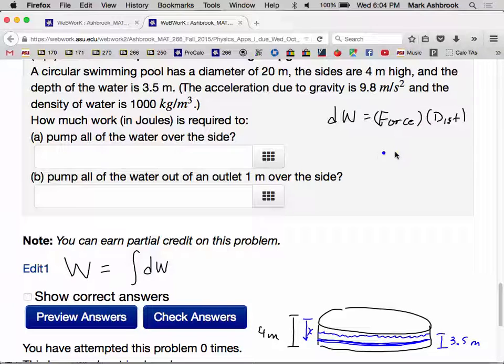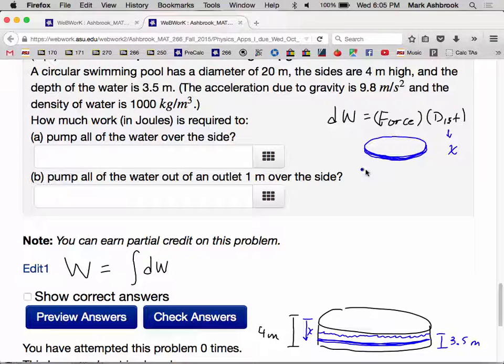Okay, so what is the force of the layer? What is the force for a single layer? What's the force to lift something? That's what we're saying. We're going to take that one layer of water and lift it a distance x. So what's the force required to lift something? It's weight. The force required to lift something is its weight.